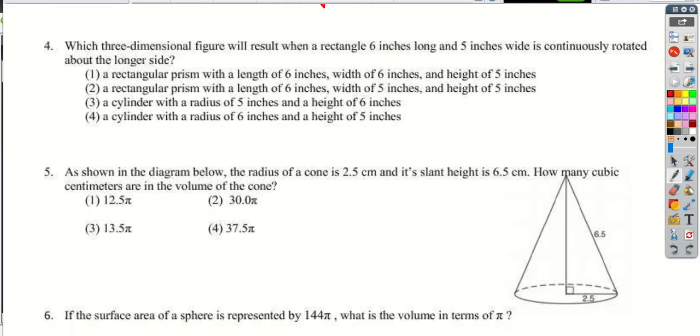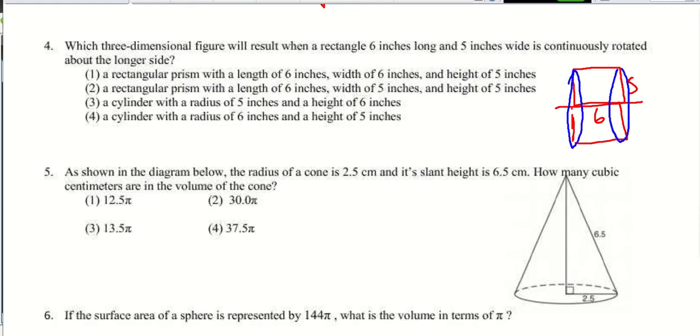Number 4, if we take a rectangle 6 inches long by 5 inches wide, and we rotate it around the longer side, so we're rotating about this side, we want to know what shape we are going to get. Remember, we're going to end up getting a cylinder, okay? A three-dimensional shape. I'm going to do those in blue. Go back so you can see it. So we end up getting a cylinder here, and the height is going to be the side that stays the same. That's 6 inches, and our radius is 5 inches. The radius, once again, is 5, and the height is 6 because the longer side stays.